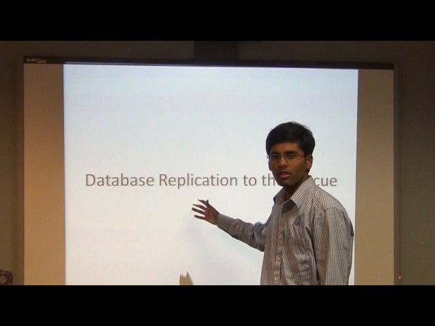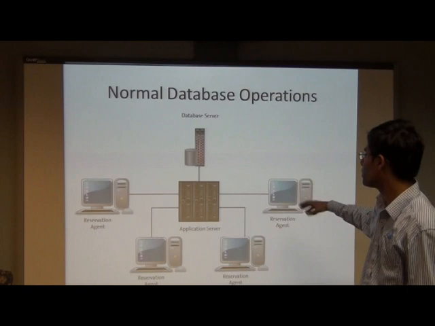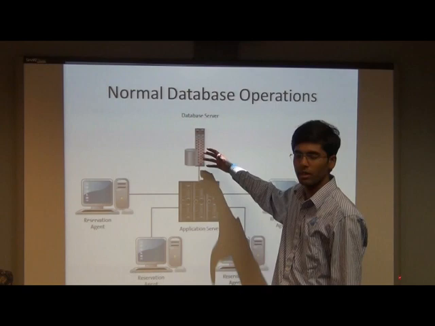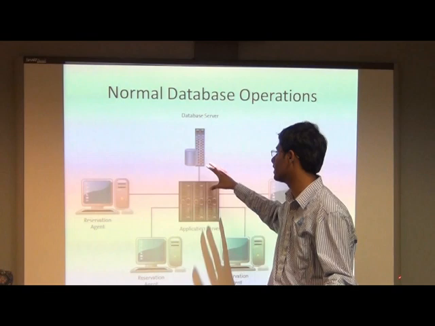Database replication comes to the rescue for two problems: one being the performance issue and the other being disaster recovery. Now, this is a normal operation of a database. Suppose, in a hypothetical situation, the reservation agent connects to an application server which is directly connected to the database server. What if the connectivity to the database server is down, or the database server located in a different part of the world is crashed due to an earthquake or floods? Then the entire system will be down.